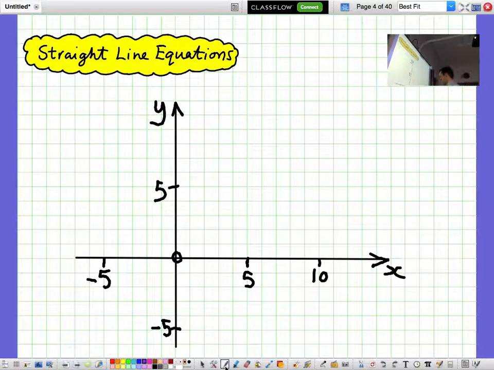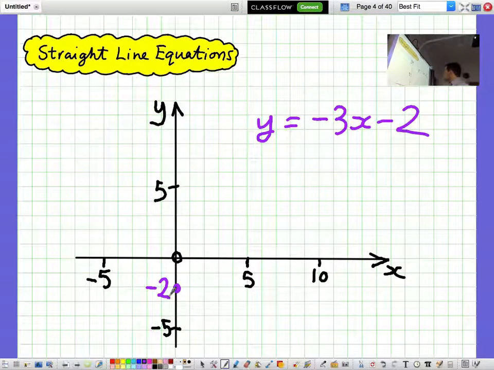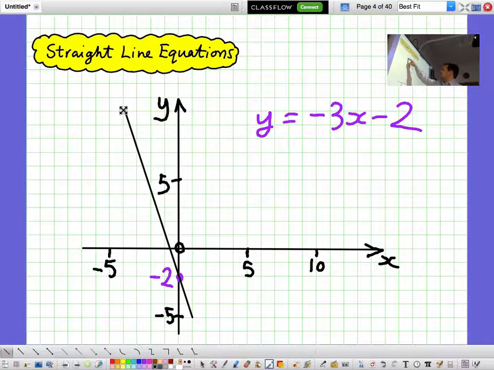Okay, so y equals minus 3x minus 2. The minus 2 on the end is telling us it cuts at minus 2, and the minus 3x is telling us that the gradient is minus 3. So for every 1 across, 3 down, and then back the other way, 1 and 3, 1 and 3, 1 and 3, 1 and 3, and so on.